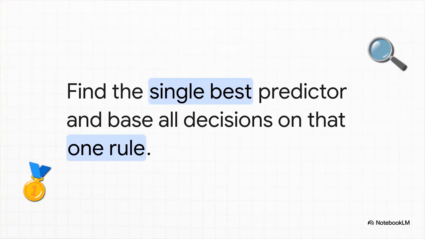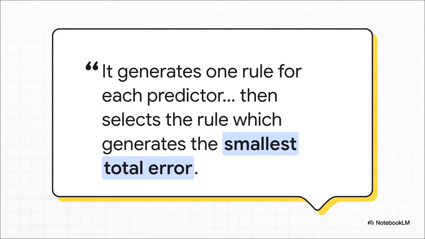Okay, now this is a huge step up. The 1R, or one rule method, is way smarter because it actually looks at our data. It asks a really powerful question. If I could only use one piece of information, outlook, temperature, humidity, or windy, which one would help me make the best predictions? So here's how it works.